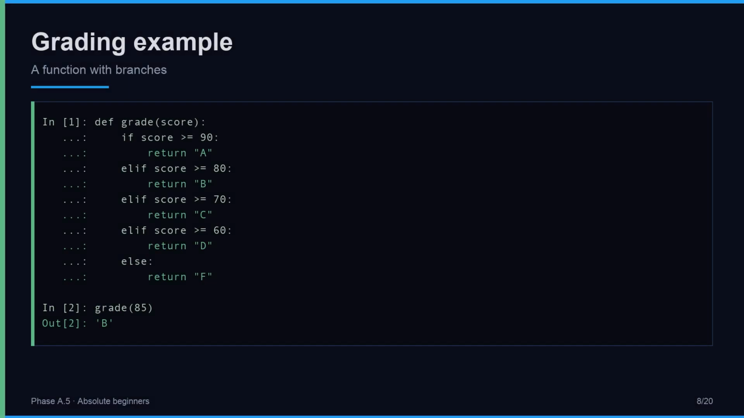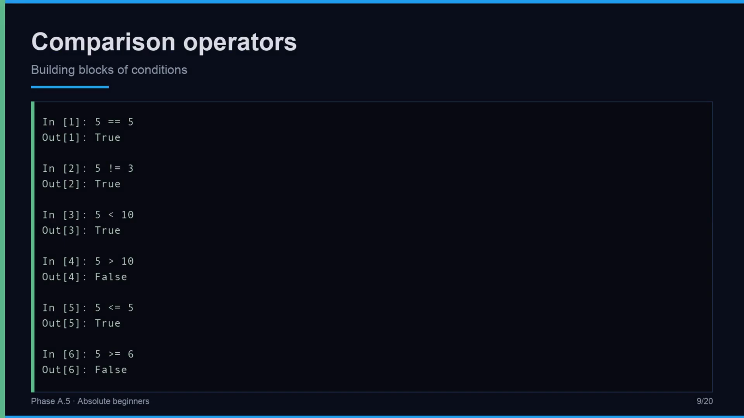Here is grading as a function. Grade takes a score. If at least 90, return a, elif at least 80, return b, elif at least 70, return c, elif at least 60, return d, else return f. Call grade of 85. Python checks, not 90, yes 80, so it returns b and stops. Notice how each branch returns immediately. Once a return runs, the function exits. This is a clean, common pattern for branching by value. One function, many grades.